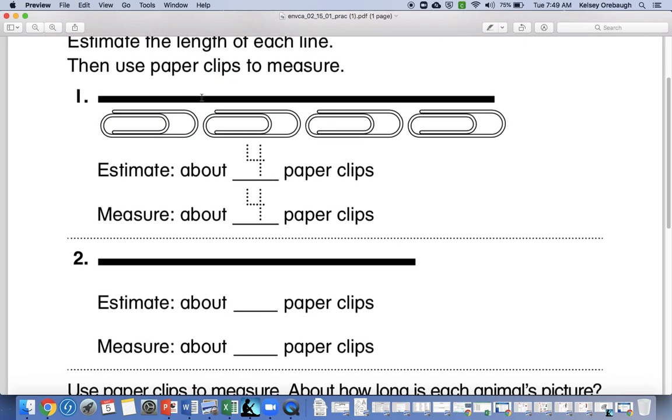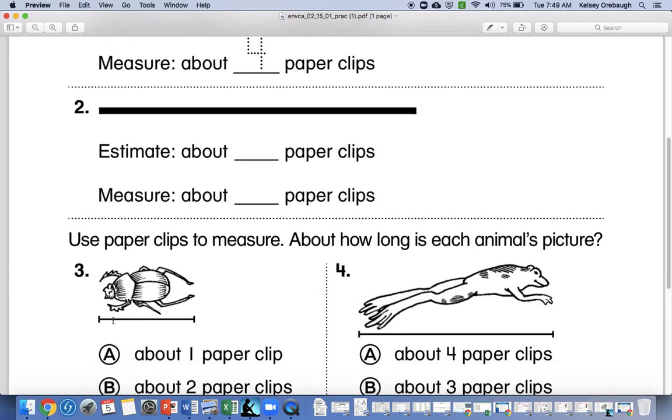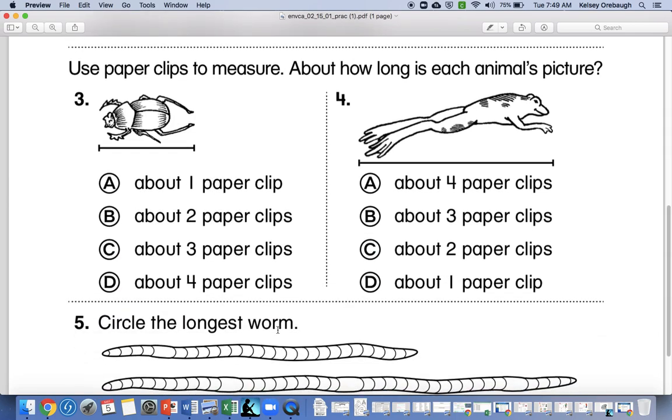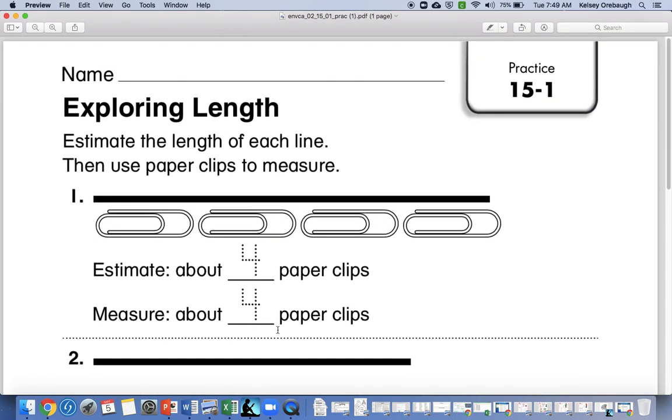I'm just going to be referring to this paperclip on my screen to measure these different objects. All right, exploring length. Estimate the length of each line, then use paper clips to measure. Okay, so number 1 has been done for us. The estimate, the reasonable guess, was that this black line here was about 4 paper clips. When we measured exactly, end to end, paper clip to paper clip, the estimate was correct. It is about 4 paper clips long.